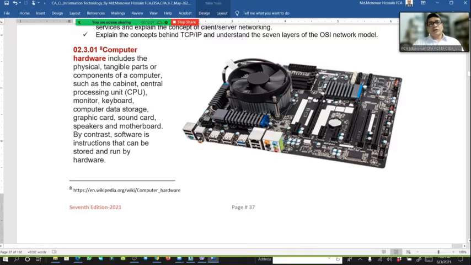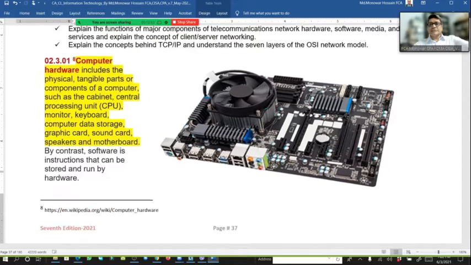What is hardware? Computer hardware includes the physical, tangible parts or components of a computer, such as a cable, CPU, monitor, keyboard, data storage, a graphic card, sound card, speaker, a motherboard, etc. So we can say that computer hardware includes the physical and tangible parts of a computer. By contrast, software is installed, stored, and run within the hardware.